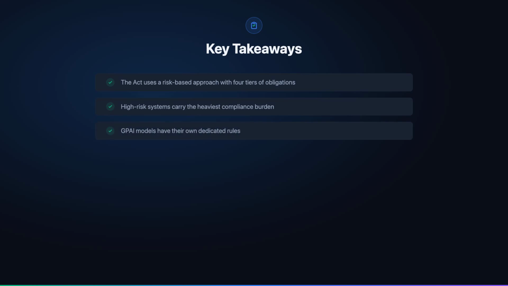General-purpose AI providers face transparency and copyright obligations, with stricter rules for models with systemic risk. Obligations phase in over time. Use the transition period to identify your systems, classify them, and start building controls.